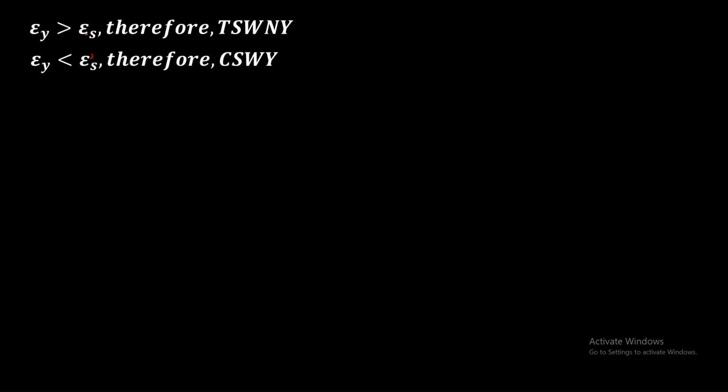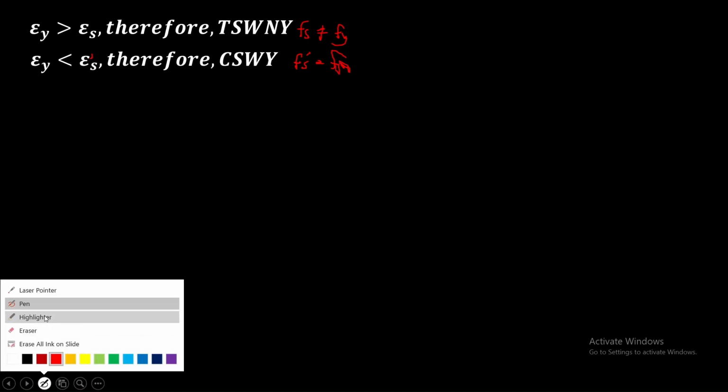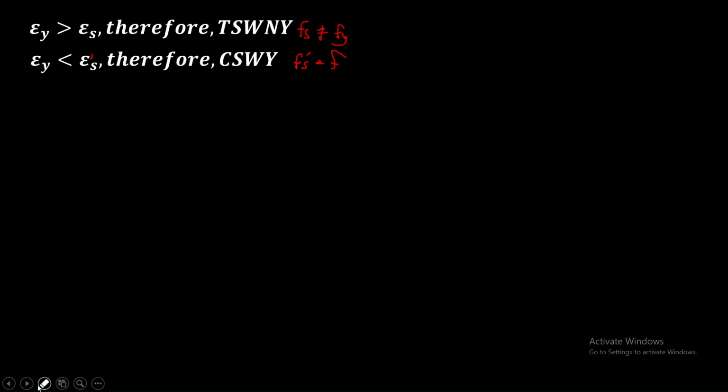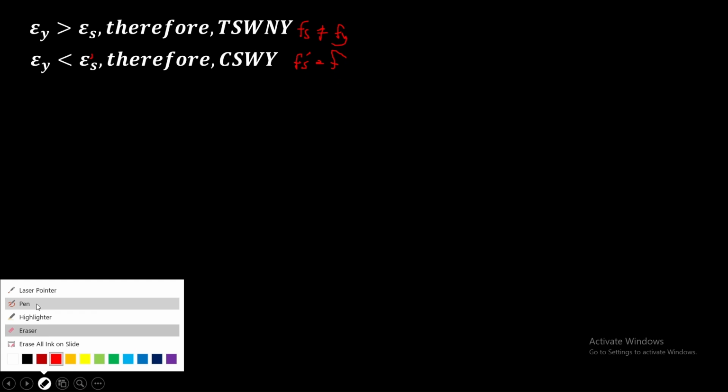Or in short, we can say that for the tension side, Fs is not equal to Fy. And for this one we have F prime S equal to Fy due to this condition.